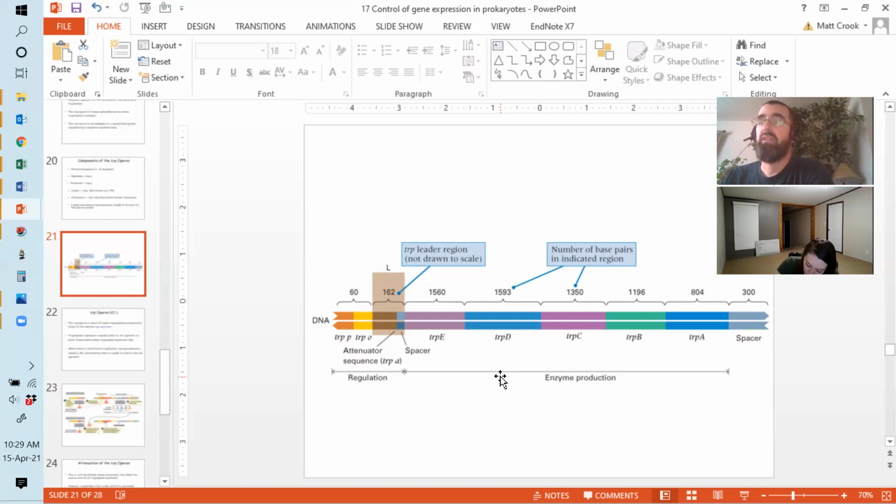That polypeptide doesn't do anything. It truly is a dummy polypeptide. Its sole purpose is to allow essentially the sensing of tryptophan levels.